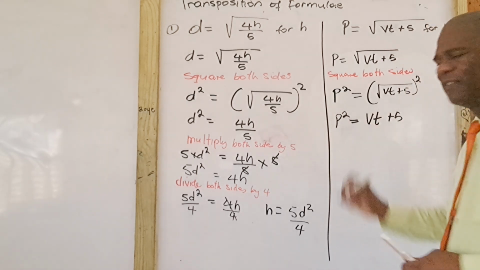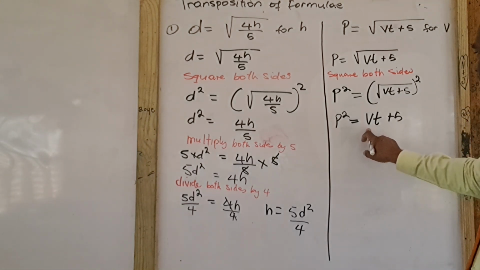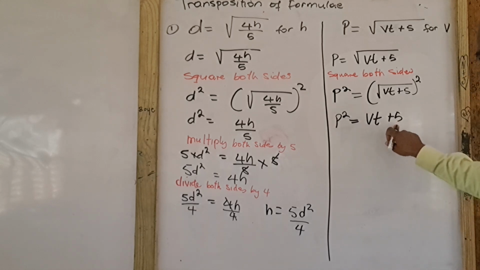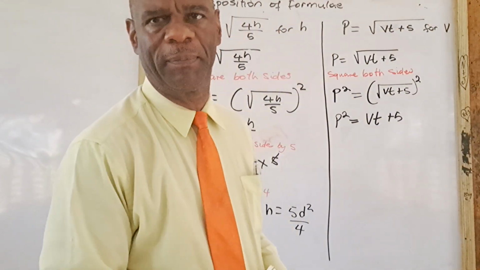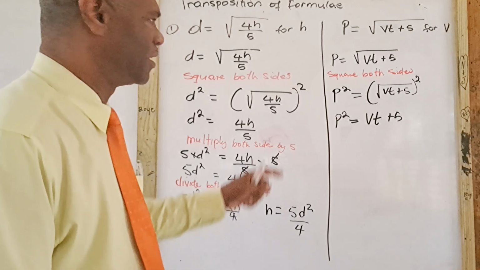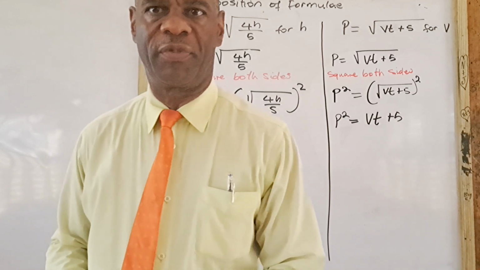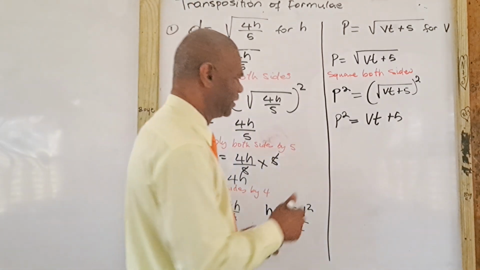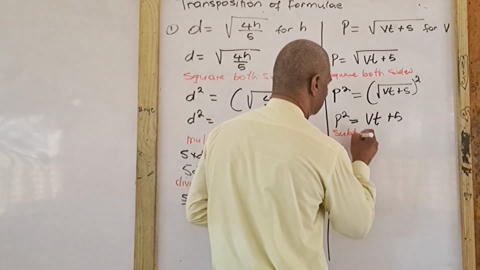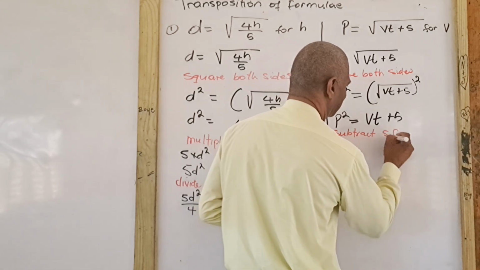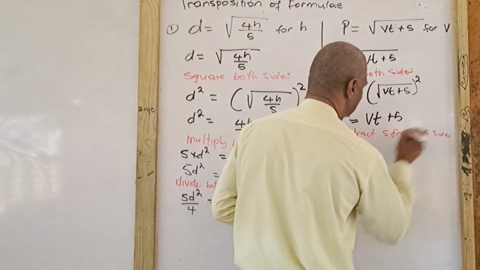vt plus 5. Good? Then we know we want to get to v, we must get rid of this plus 5. To undo that plus 5, we must do what? We must subtract this 5. So we subtract 5 from both sides. Alright? So let's do that. So we say we subtract 5 from both sides. Right?